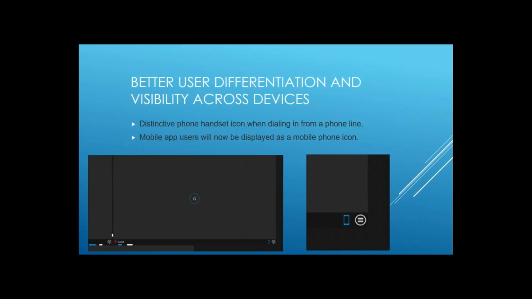So, better user differentiation and visibility. This is quite a simple little feature, but it basically gives you a distinctive phone handset icon when dialing in from either a phone or a mobile. So you can see here we've got a little phone icon, because I'm dialing in on this example from a mobile. I did zoom in a little bit so you can see it a bit clearer. And if you're dialing in from a phone line, you'll see a little phone there as well. So again, quite a nice little simple feature, quite useful and nice to see.